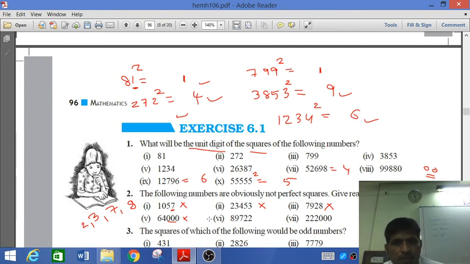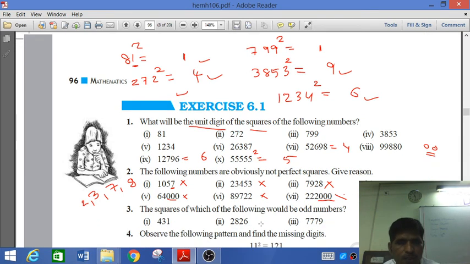So always remember, the following numbers are obviously not perfect squares; give reason. All are not perfect squares, but give reason. 7 is not a unit place of any number's square. 3 and 8 also are not. Here it is 2, 3, 0, again here 3, 0, and here 1, 0. If zeros are there, there should be an even number of zeros.